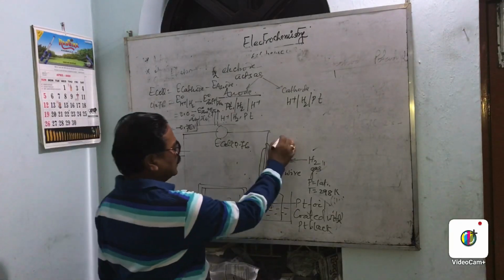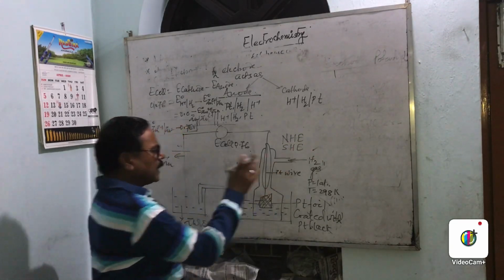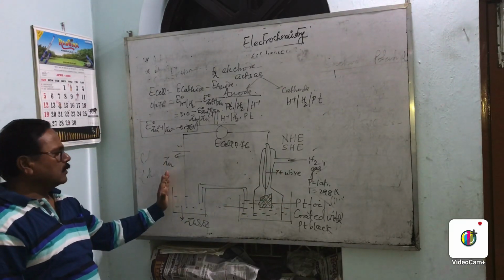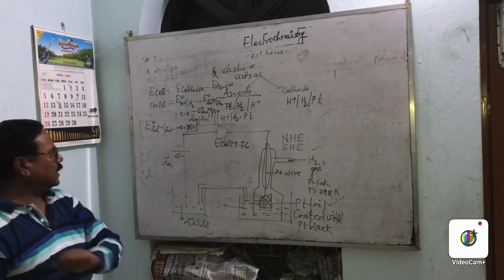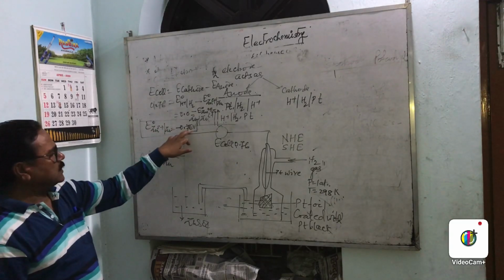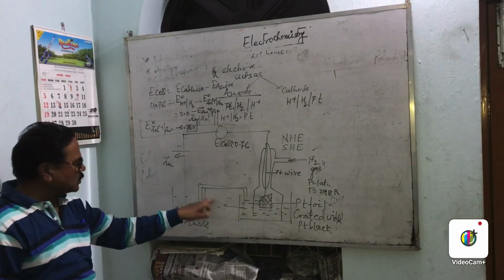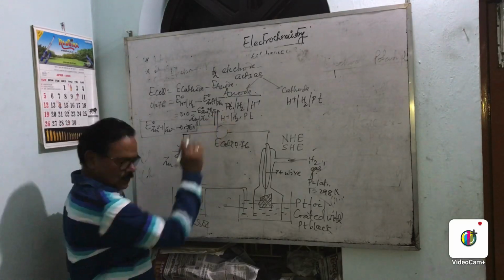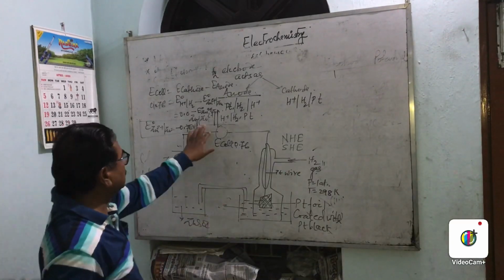It is called normal hydrogen electrode or a standard hydrogen electrode. It will act as a reference electrode. With the reference of that electrode, we are able to calculate the electrode potential of an unknown metal electrode, that is the zinc electrode. So here the zinc electrode value comes to be 0.76 volt, and this is the cell representation. This is the cell, and this is the salt bridge. Now this is the representation of this cell.